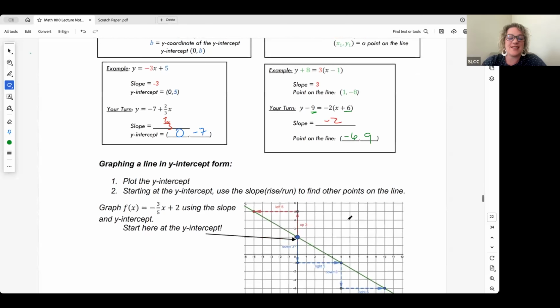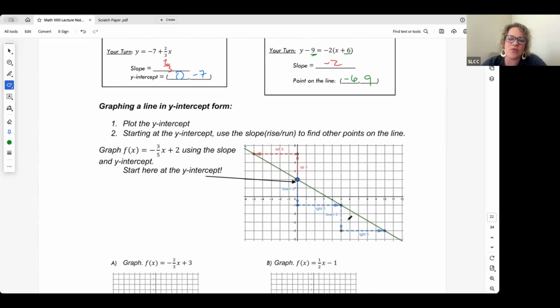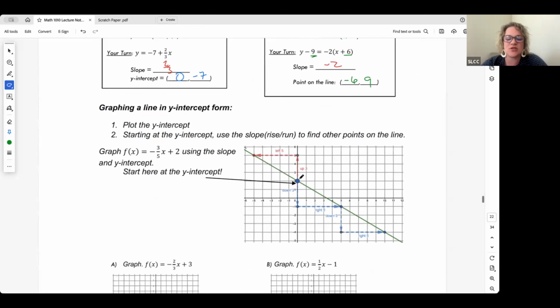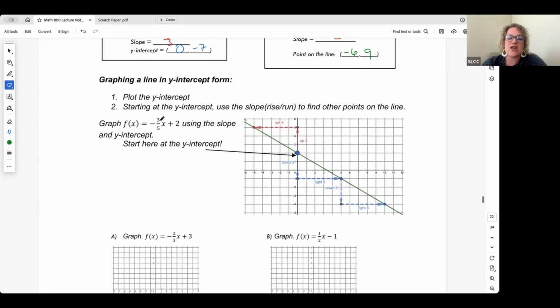All right. Let's look at graphing a line in the y-intercept form. Remember, the y-intercept is b, mx plus b, where you begin. So you begin on the y-intercept. And the slope m is how you move, up or down, and then move to the right or left. Okay. Notice -3/5. We could think about beginning at 2, then going down 3/5.